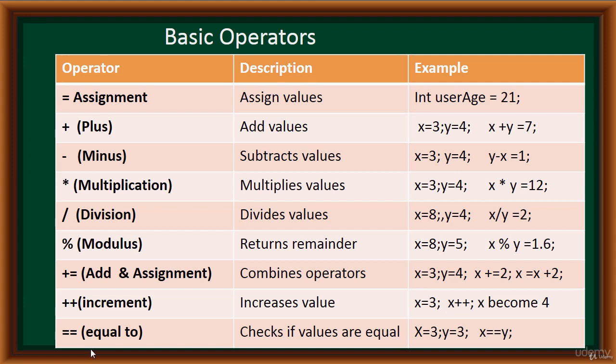If you want to check if a value is equal to another value, you use the double equals. The single equals assigns the value. The double is used to check values. So I've got a variable x equals 3 and a variable y equals 3. If I want to check if x equals y, this is how I will specify it: x double equals y.